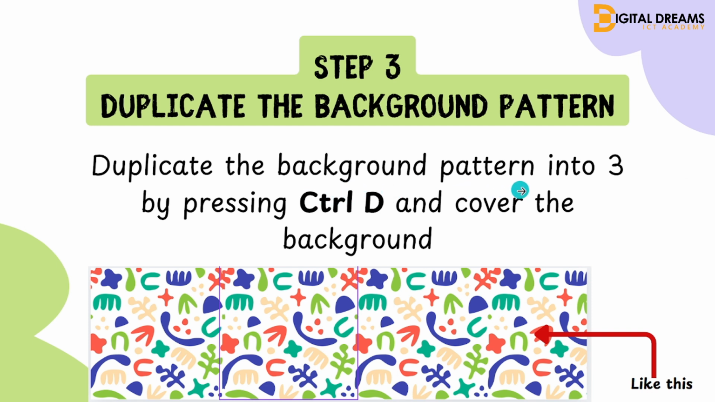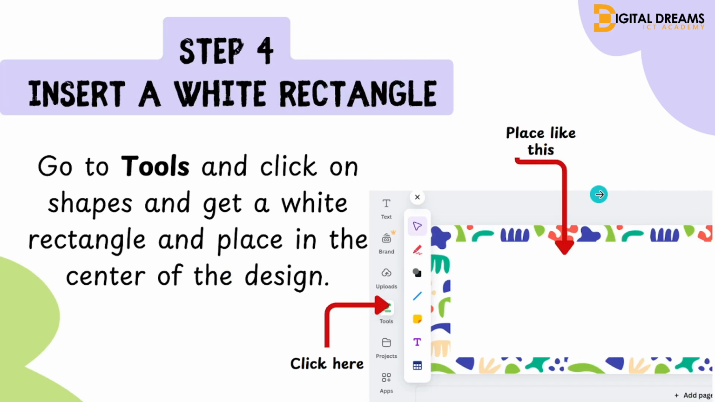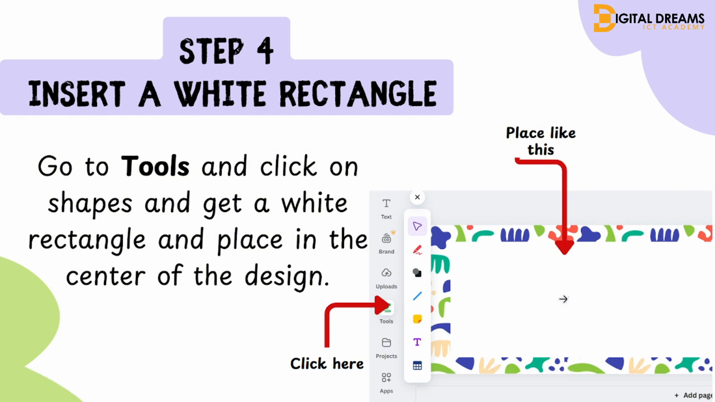The next thing you're going to do is to duplicate the background pattern and group it by pressing Ctrl G, and cover the background, that's our document size. So cover it up like this. After that, the next thing is to insert a white rectangle. To do that, you go to tools, then click on shapes, get a white rectangle like mine, and then place it in the center, just like I did.